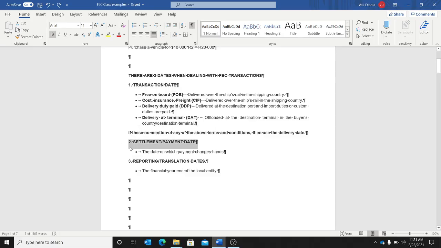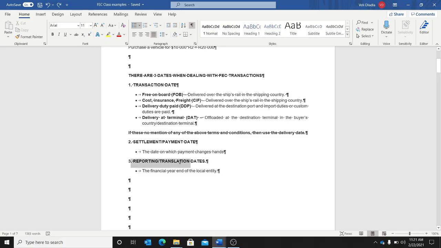Now, the next two dates, they interchange. One can come first. It's not always the case that number 2 is payment date. Sometimes payment date can be number 3, reporting can be number 2. They interchange. It depends on the question itself. Number 2, settlement / payment date, the date on which payment changes hands. We know that when you are paying someone, the cash will change hands.